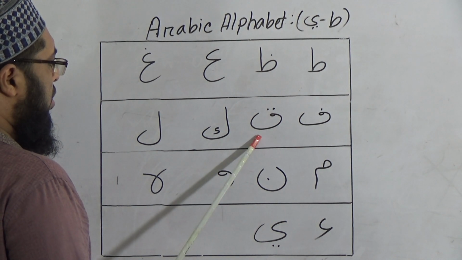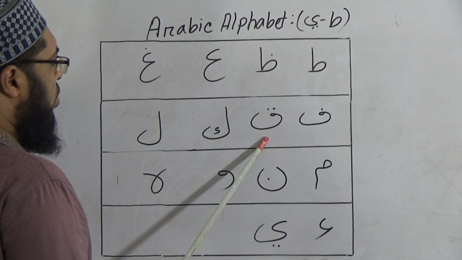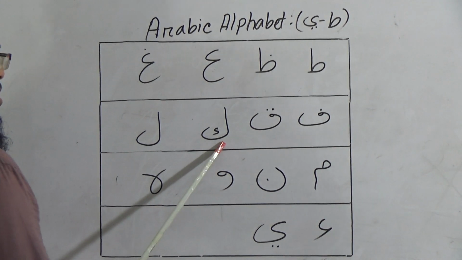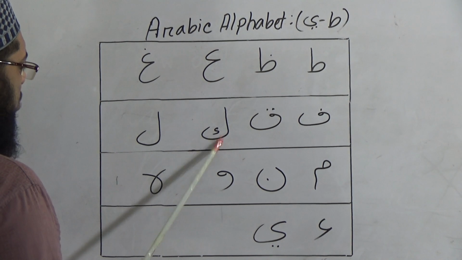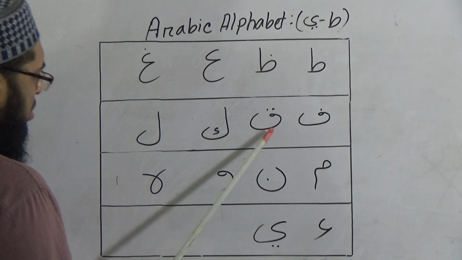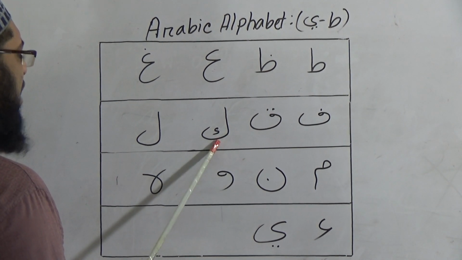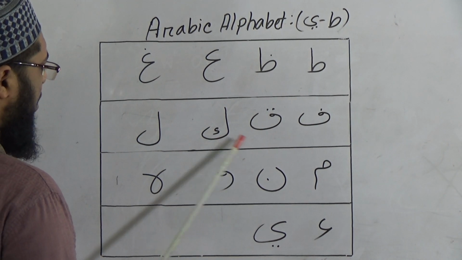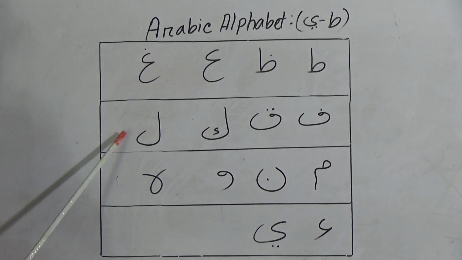And this is called Dui Nokta Wala Qaf. This one is Qaf, not Kaf. And my dear students, this one is Kaf, and it is called Moddokhane Pechano Kaf. This is called Dui Nokta Wala Qaf, and this is called Moddokhane Pechano Kaf. That means Qaf and Kaf.